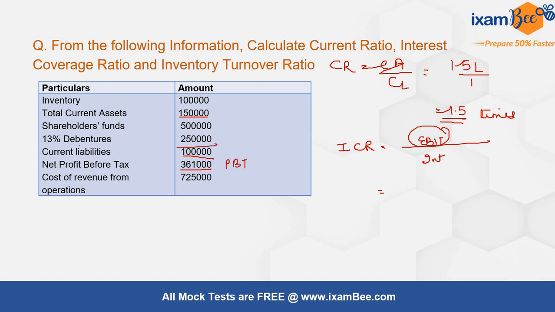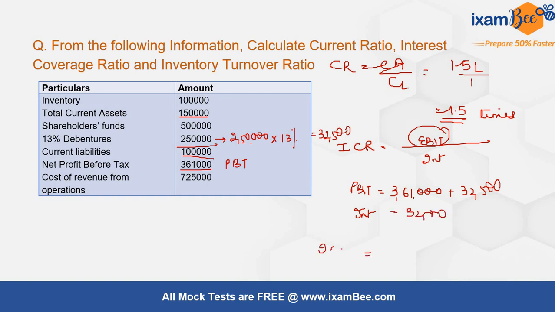The answer is yes. Interest is, we are having a loan in the form of debentures of 2,50,000, having 13% interest. So 13% of 2,50,000 is the interest. So the interest amount would be 32,500. So since PBT is 3,61,000, PBIT must be 3,61,000 plus interest, which is 32,500. So ICR would be PBIT or EBIT, which is this numerator, and interest is 32,500.